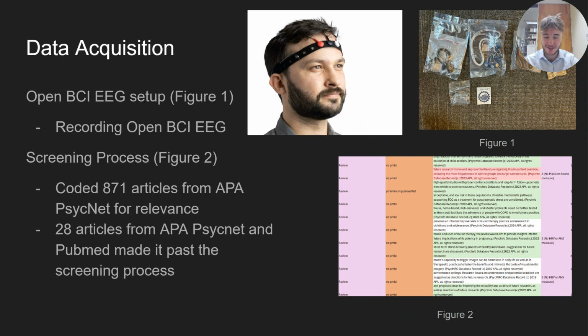For goal two, I coded 871 articles from APA PsycNet for relevance to the research question. And my colleague recorded a similar amount from PubMed. As you can imagine, this took a long time to complete and was very tedious. At the end of the screening process, we were left with a combined total of 28 non-review articles from APA PsycNet and PubMed that were used in the meta-analysis.